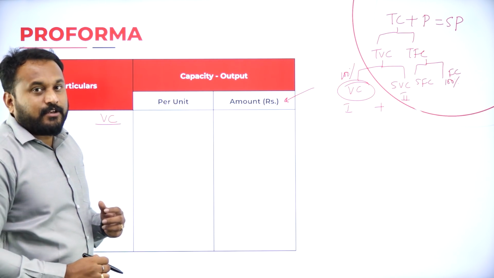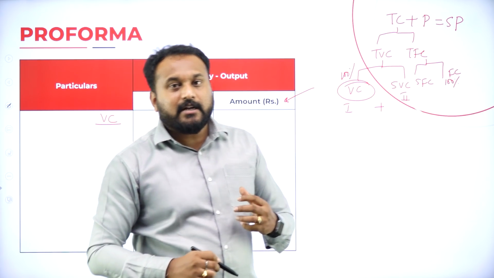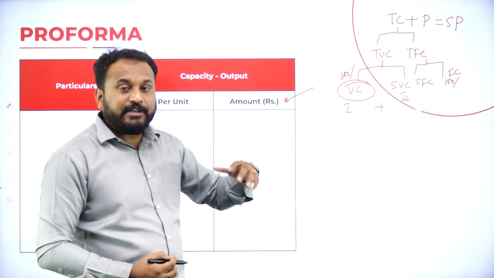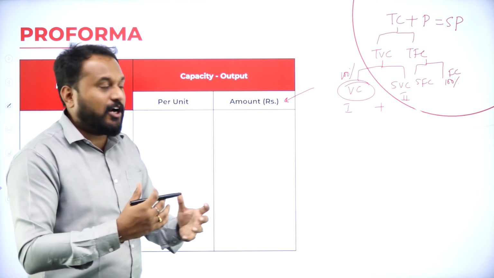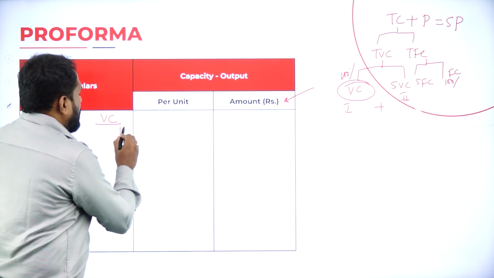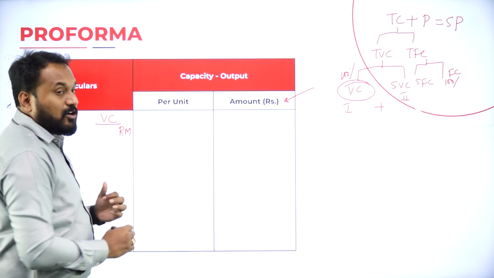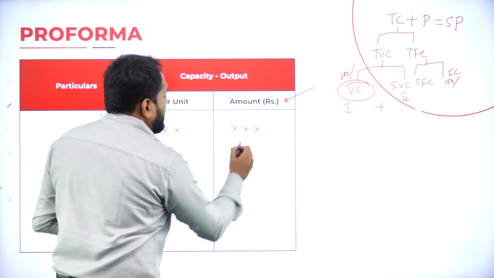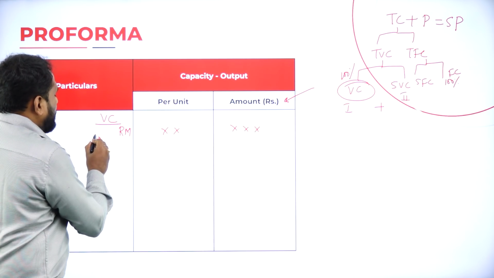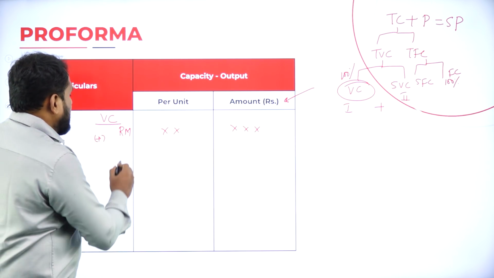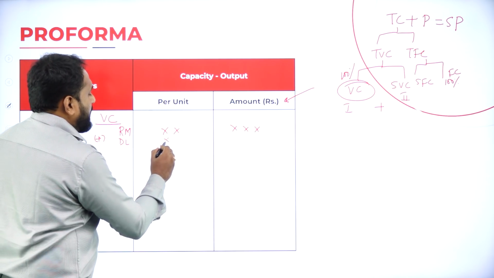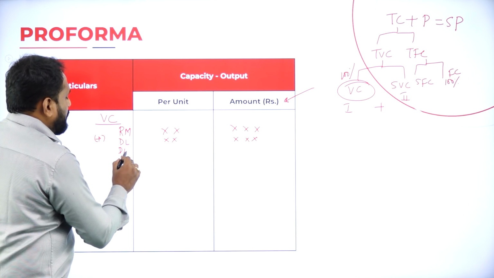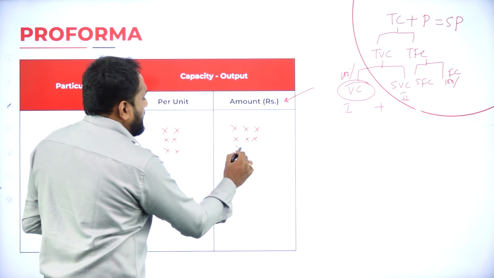Write the heading. For your understanding, I'll just tell you there are three entries which are 100% variable, but you are supposed to check even in the question whether those entries are there or not. So what are the entries? One is raw material. It's 100% variable. You are supposed to write this. Next, direct labor. Again, you are supposed to write it here. Next, direct wages. Again, done.